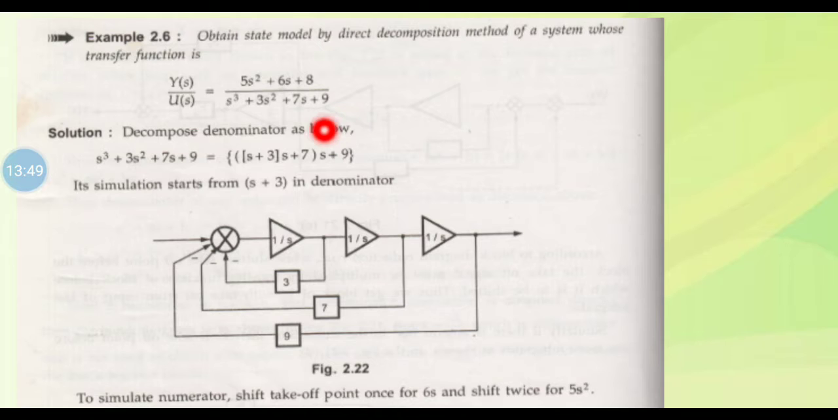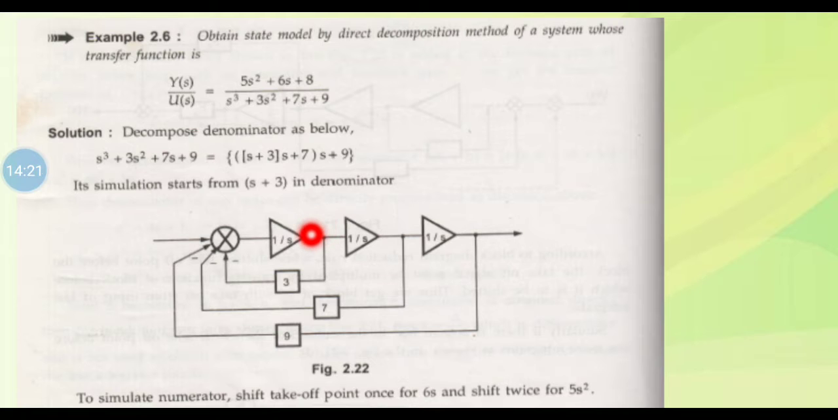S plus 3 into s plus 7 close the bracket s plus 9. This is how the denominator must be decomposed. Is it clear? Now its simulation starts from s plus 3 in the denominator. So you can take this.